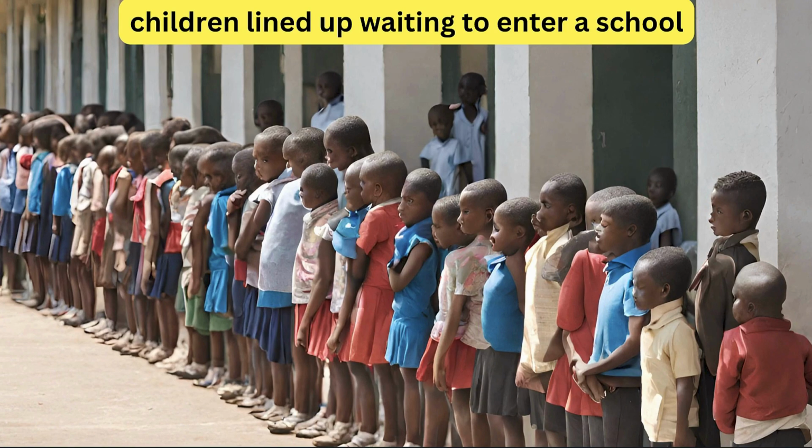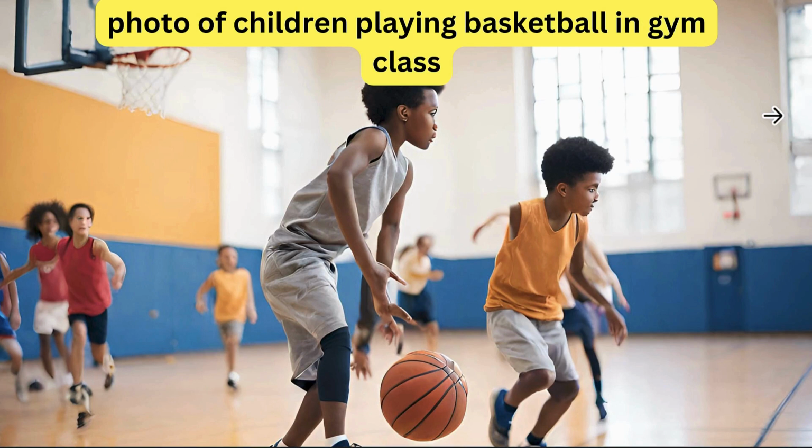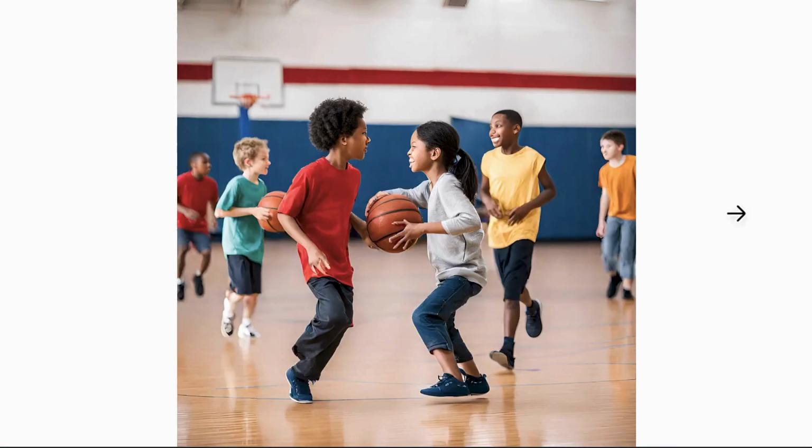Children lined up waiting to enter a school, and if you look carefully at most of them, their faces are kind of more on the side of their heads than actually on the front of their heads. Children playing basketball in gym class. So again, we're going to look at the digits and we're going to look at the attempts on motion effects. It's problematic. In addition, this child seems to be missing an arm, which again is not a problem, but I know that that is not how the AI intended that to come out.